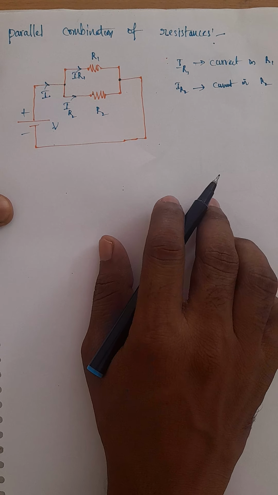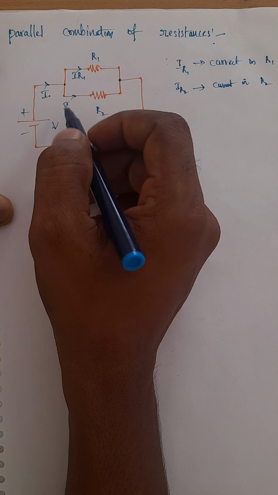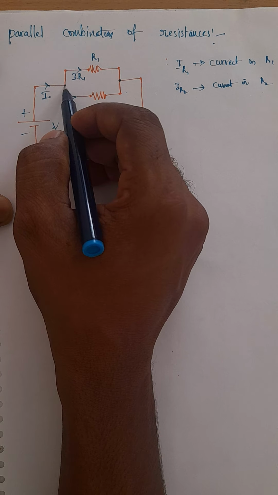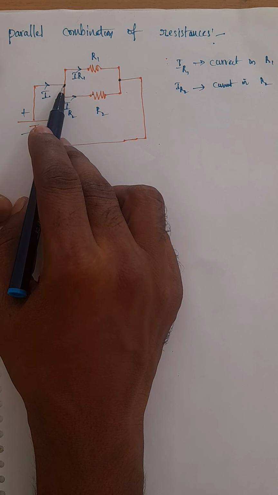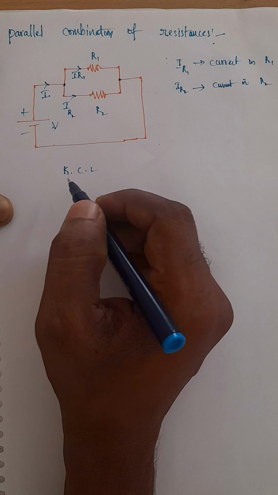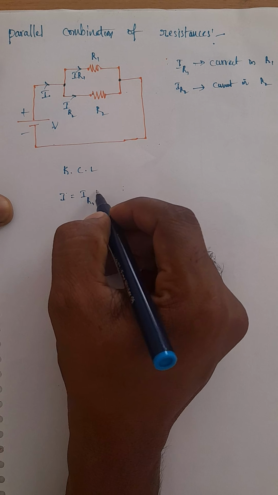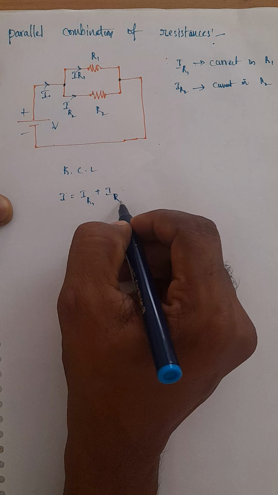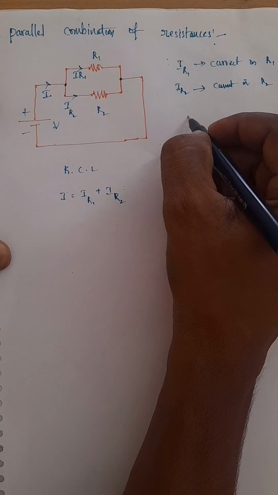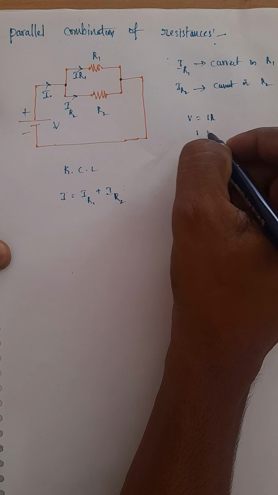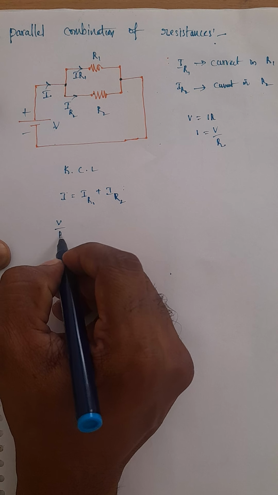Therefore, by inspection, or by taking the Kirchhoff current law, the KCL equation, the total current entering a node is equal to the current leaving the node. Therefore I is equal to IR1, the current passing through the R1 resistance, plus IR2, the current passing through the R2 resistance. From Ohm's law, V is equal to IR, so obviously I is equal to V by R.